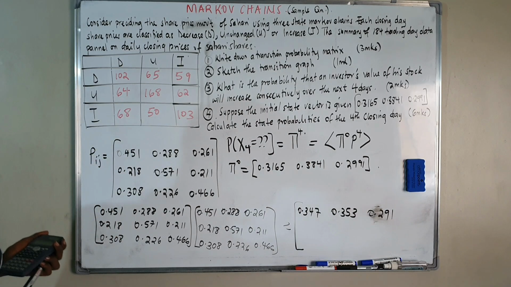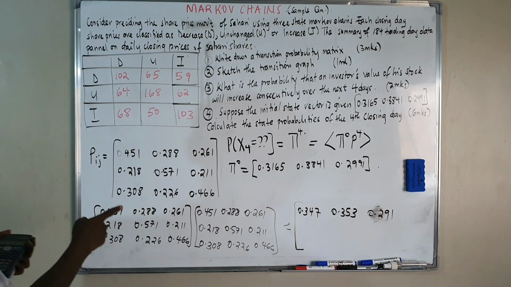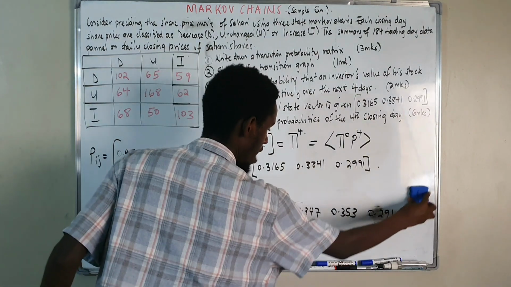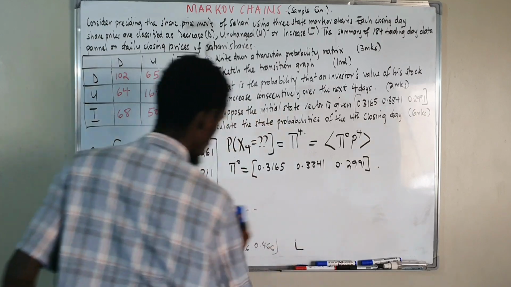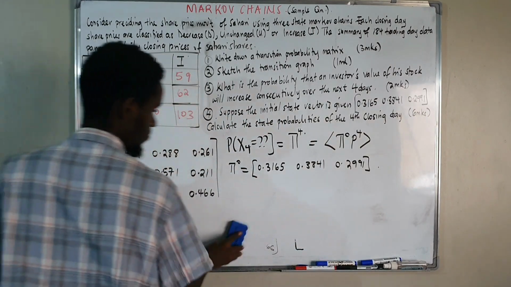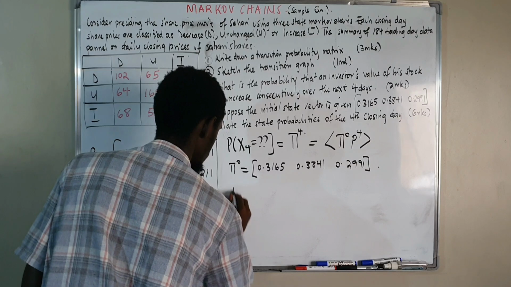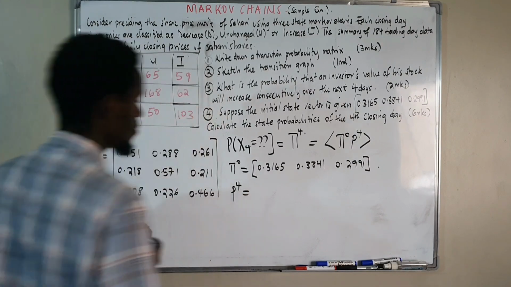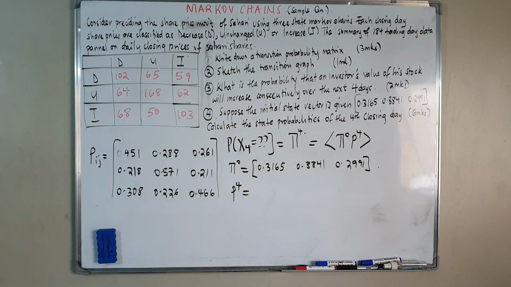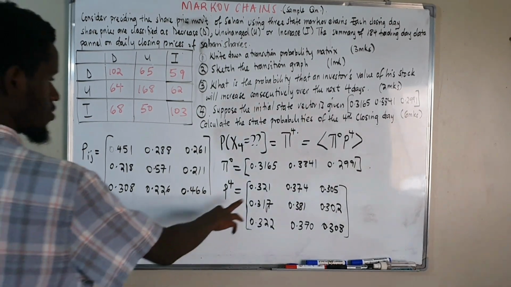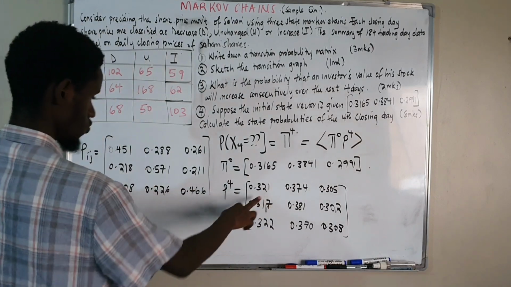I think that is wasting time. Let me just give you the final answer here. For me to get the P power 4, I need to do the same steps I've been doing until I obtain my answer. Our P power 4 matrix is going to be this one, just from calculations.